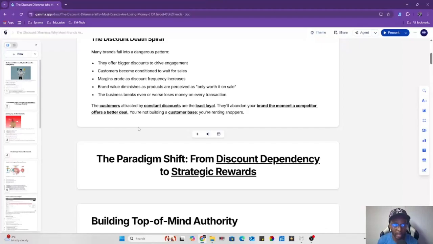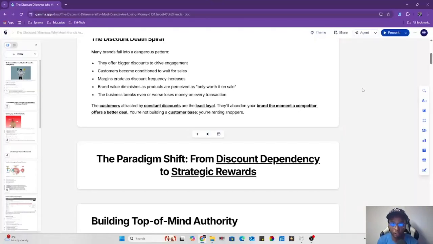So if you're going to remember anything from this lecture, remember this: the customers attracted by constant discounts are the least loyal. They abandon your brand the moment a competitor offers a better deal. You're not building a customer base, you're renting shoppers. They think they're offering discounts and building a clientele, but in reality they're just renting shoppers who are the least loyal type of people you want on your email list.